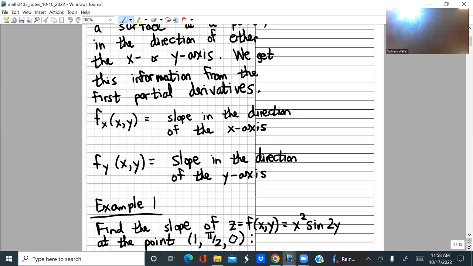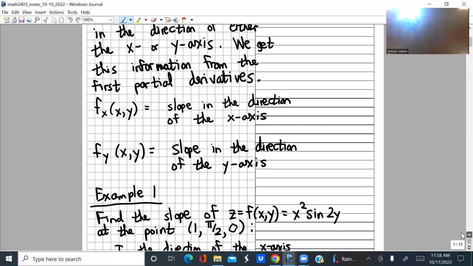First, you need some method for specifying what direction you're talking about, right? It's easy to understand the direction parallel to the x-axis or the direction parallel to the y-axis. But how do you specify some arbitrary direction that's not parallel to one of these axes? That's where vectors are going to be helpful. So we're going to use a vector to specify the direction in which we're looking for the slope of the surface.